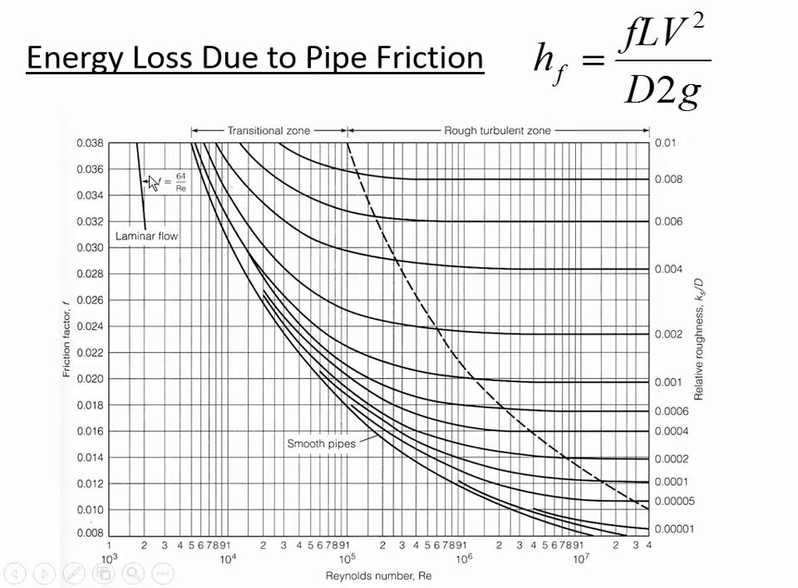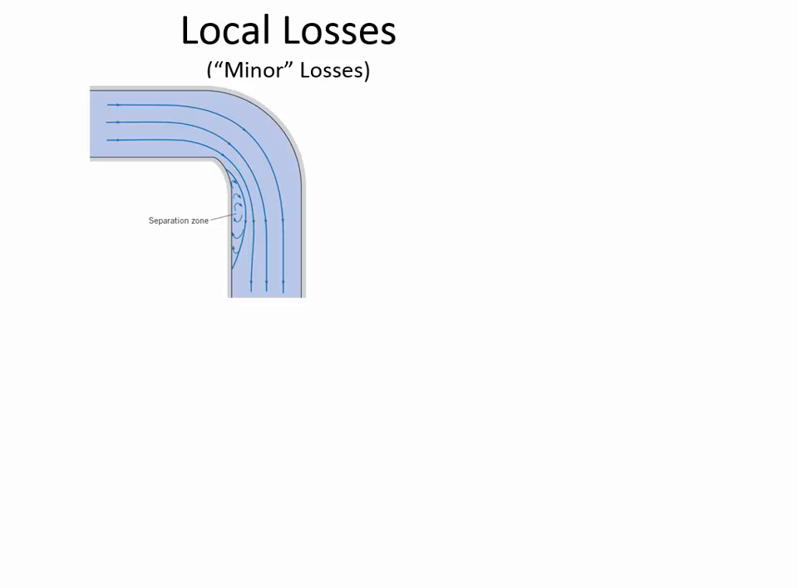So that gives you an idea about the Moody diagram. I'd encourage you to look it over in your textbook. It's found in there. We're now going to talk about local losses, which is the other component of the losses. There's the two pieces: there's the friction losses and the local losses.